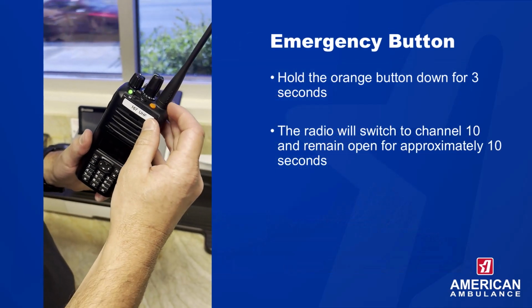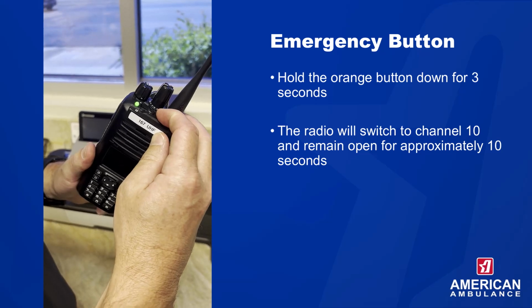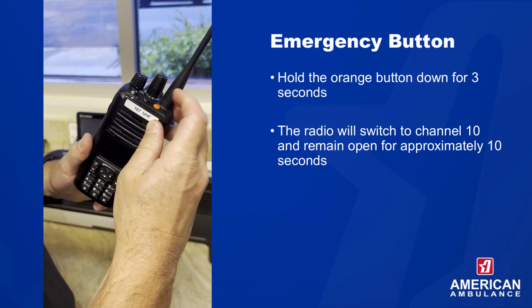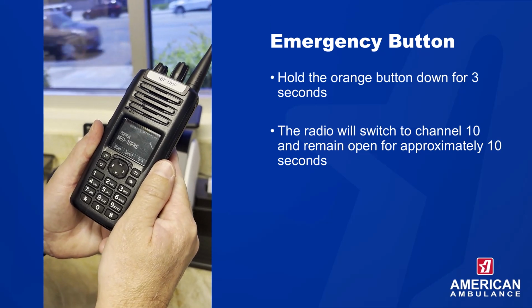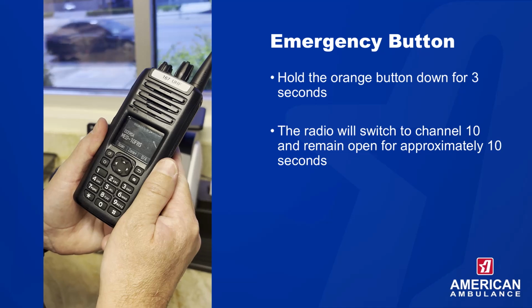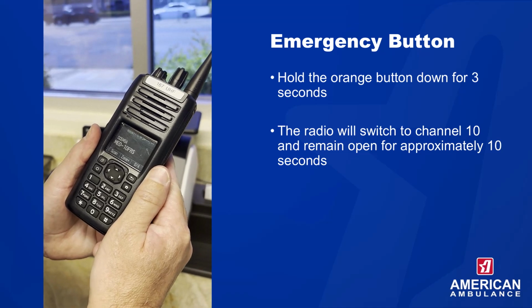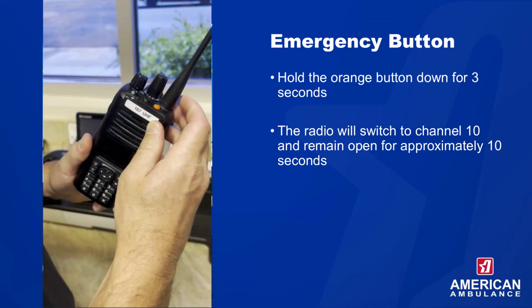To use the emergency button on the radio, hold it down until you hear this sound on the HT. Once the emergency button is activated, the radio will switch to Med 10 and the channel will remain open. This is done to hold the channel for emergency traffic.